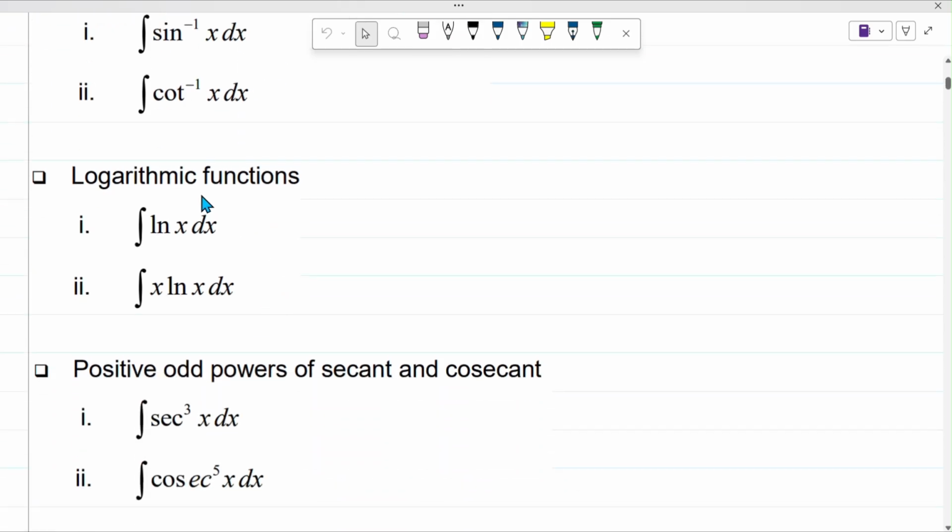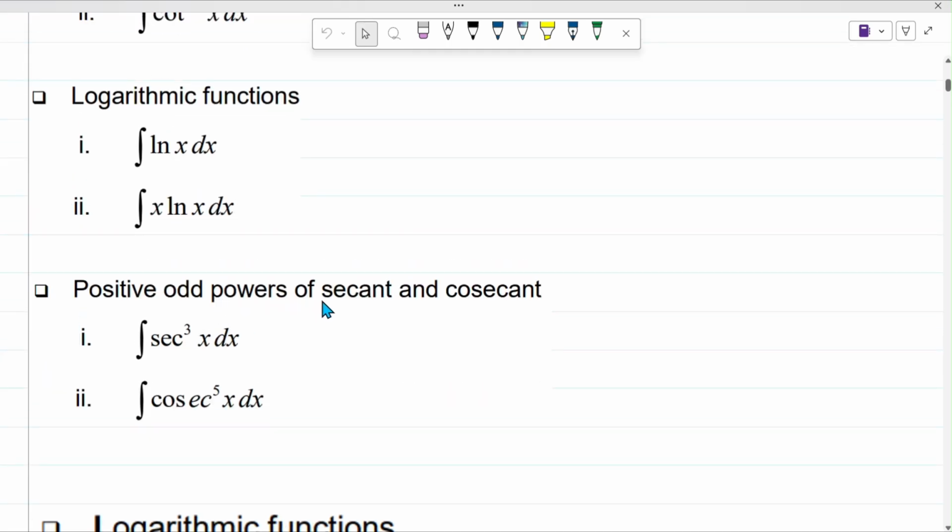Then this integration by parts is also applicable when we are integrating logarithmic functions. You see, sometimes it could be alone, these logarithmic functions, like the inverse trigonometric function was alone there. So when the logarithmic function is alone, we apply integration by parts. We also apply integration by parts when we're integrating logarithmic functions even if it's with another function. For example, here it's with this algebraic function x, and we still apply integration by parts.